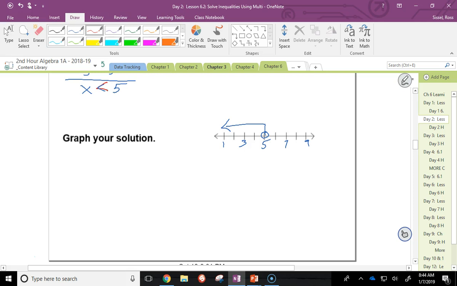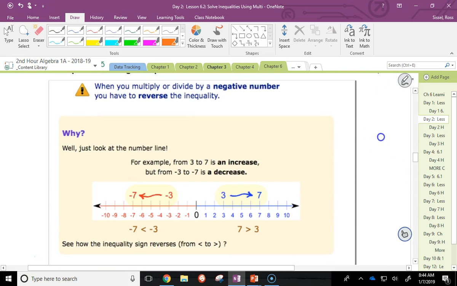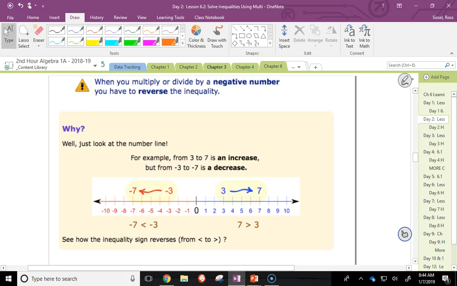Okay, focus on this. Here's the one that we are going to have. When you multiply or divide by a negative number, you have to reverse the inequality.